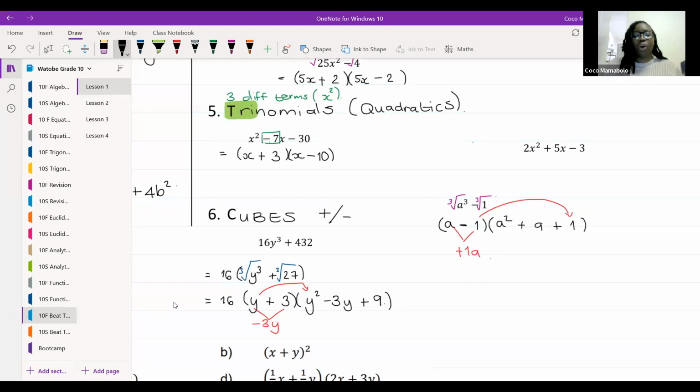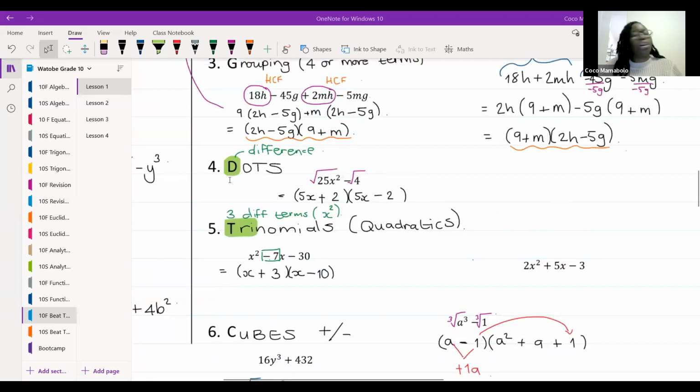Give me a thumbs up if all of that made sense. Yes, Aisha. I would like to ask, for the common brackets, would it be wrong if you were to swap the numbers, like the brackets around? Not at all. As long as the two brackets that you put together have something in common that you could take out. Oh, okay. Thank you. You're very welcome. Well done.